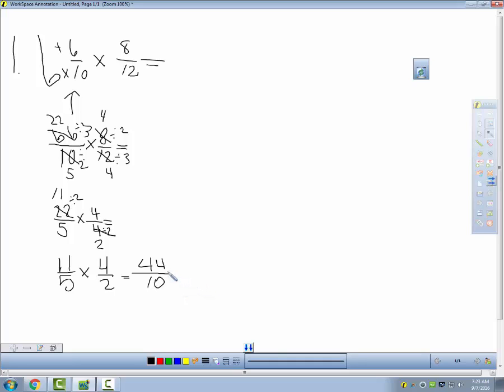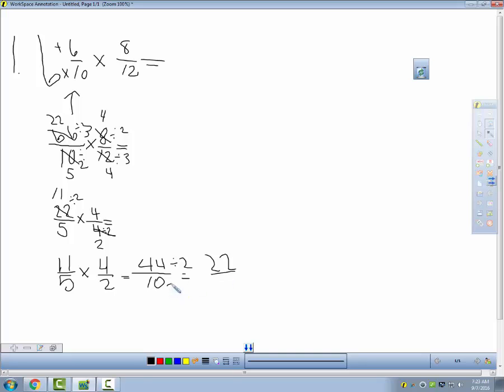Okay? And then I know that we can simplify this improper fraction. So 44 and 10, they both go into 2. So 44 divided by 2, see what we get. That would be 22 for your numerator.